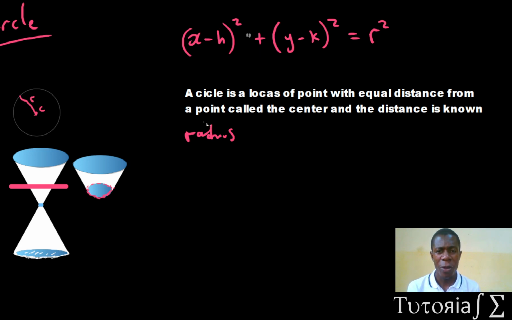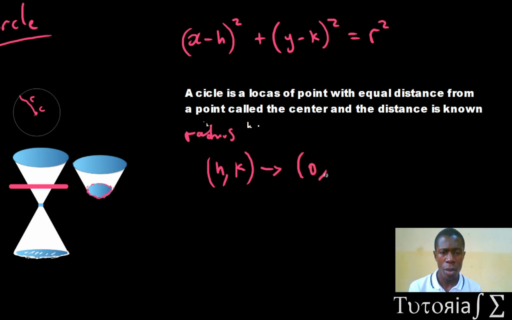So from this equation, h, which is from the category of x, and k, which is from the category of y, this is the center. Okay, and if this center is 0, 0, then this part will be 0 and this part will be 0. Then we get the well-known equation x squared plus y squared is equal to r squared. Okay, so this is what you should know about circles.